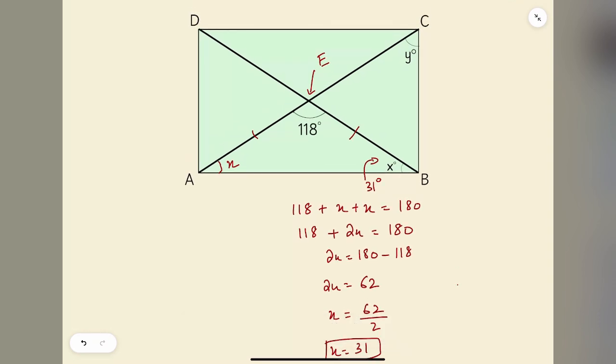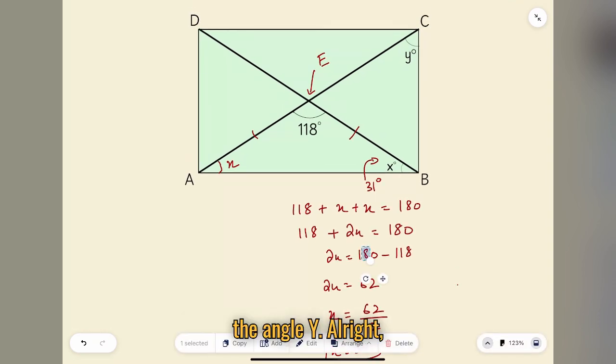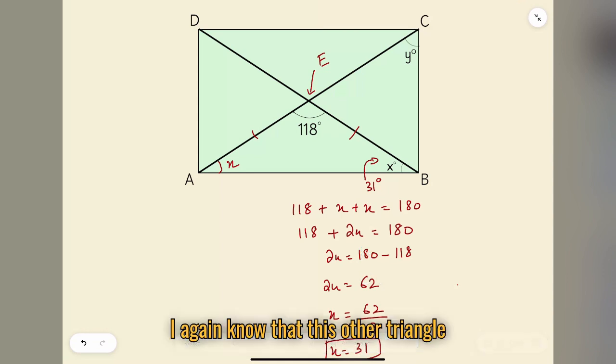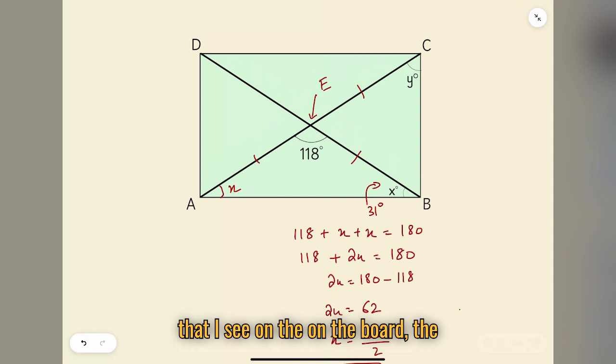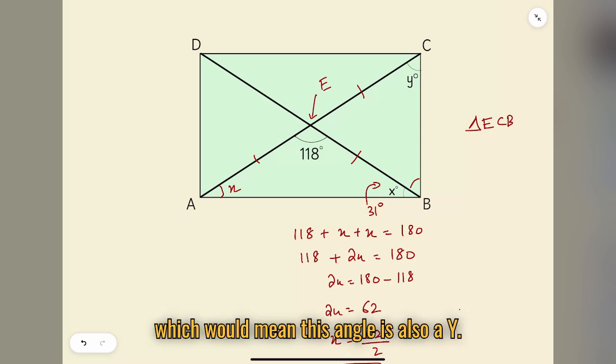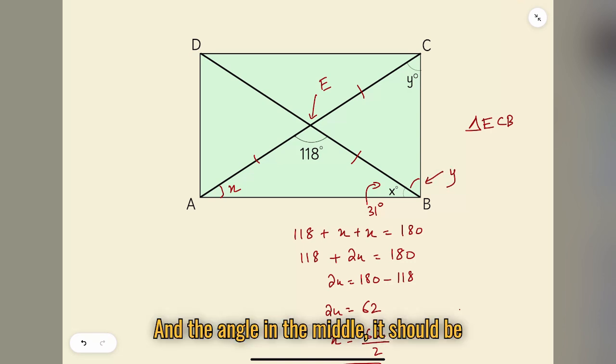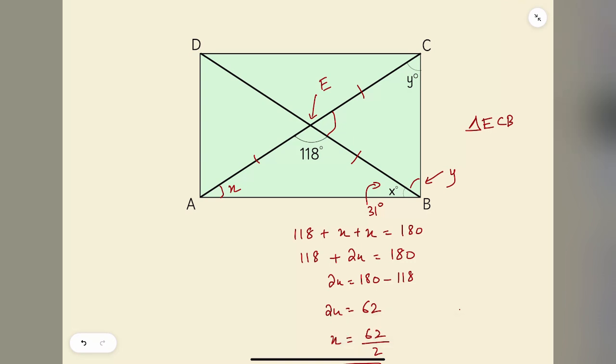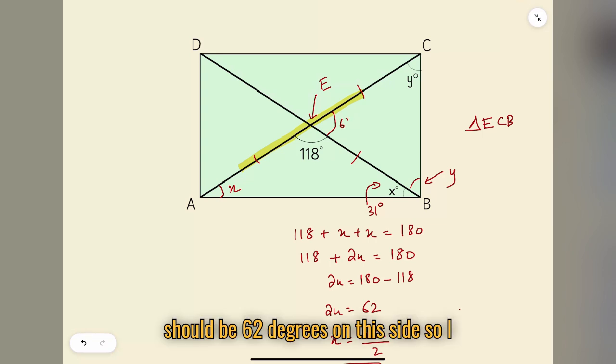Now I'm looking for the angle y. Alright, I again know that this other triangle that I see on the board, the triangle ECB, is also isosceles, which would mean this angle is also a y, and the angle in the middle should be a simple 180 subtract 118. So 180 subtract 118 should be 62 degrees on this side.